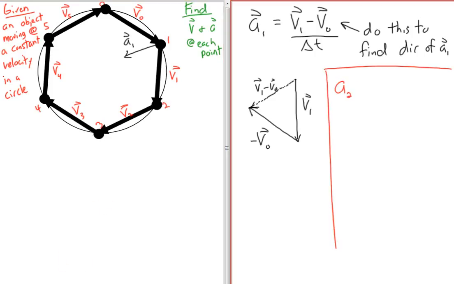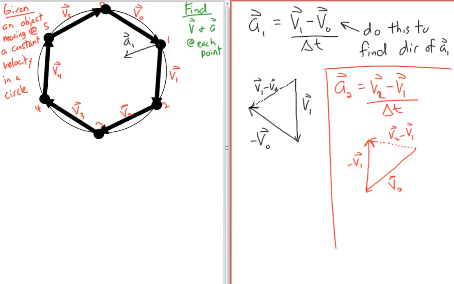If we continue on and focus in on point 2, then the acceleration vector is going to be v2 minus v1, so this velocity vector minus this velocity vector divided by delta t. So start off by drawing v2. That corresponds to this v2 right here. Then negative v1. Obviously, if you look over here, v1 goes down, so negative v1 is going to be going up. And then we just connect the dots: the beginning point of v2 to the end point of negative v1. And over there we just do that.